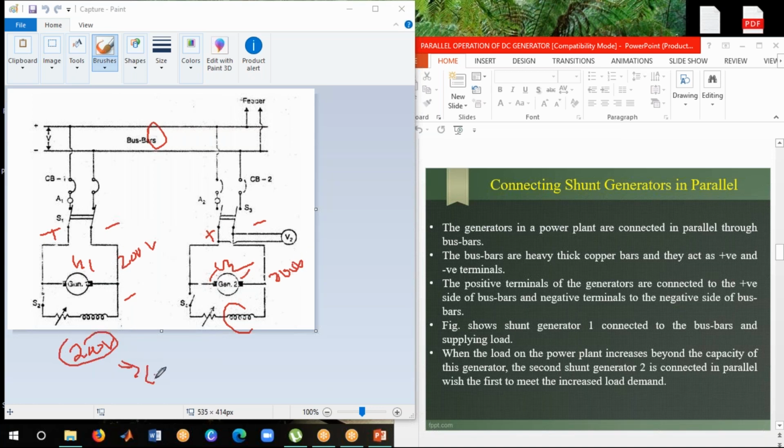So in this condition, we already have two generators, and each generator has a capacity of 200 volts. Now, do we need to use both, or is using one enough? From an economical point of view, can we use both, or is a single device enough?